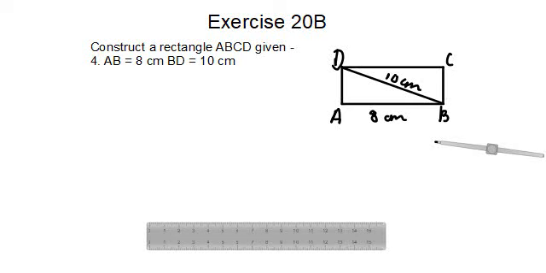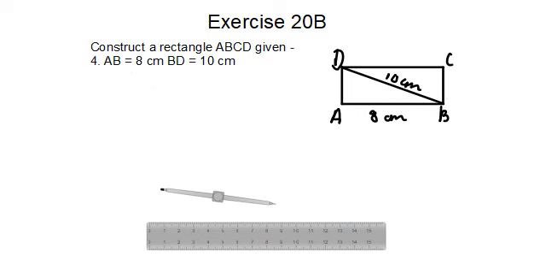In this video, we are going to solve ICSE Mathematics Class 8 Chapter 20 Exercise 20B question number 4. This is the first part, right? So we have to construct a rectangle ABCD with the given dimensions AB 8 centimeters, BD 10 centimeters. AB is your 8 centimeters, BD is 10 centimeters.